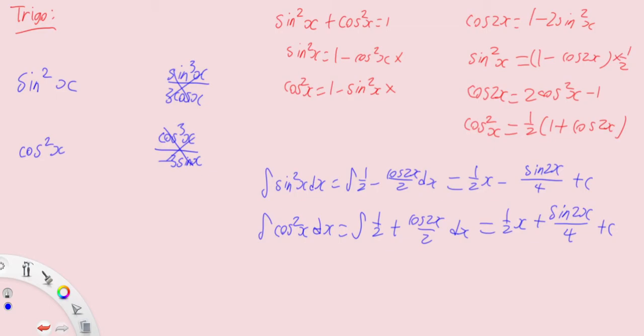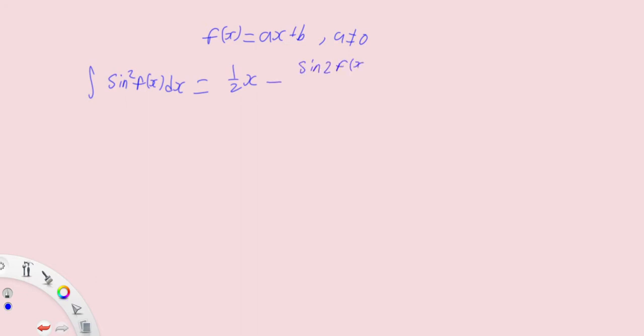In general though, we have a general formula, where f(x) is a linear function. Obviously a is not 0, because if a is 0, then, for example, sine square 3 is a constant, right? So we are not interested in a being 0. We have the integral of sine square f(x) dx equals half of x minus sine 2f(x) over 4a, plus c.